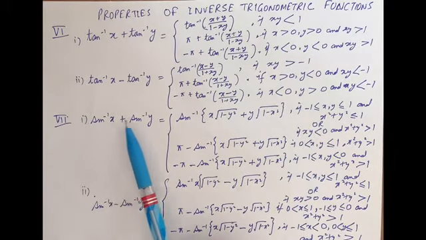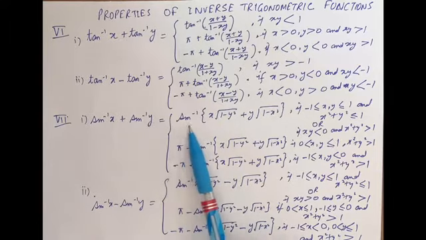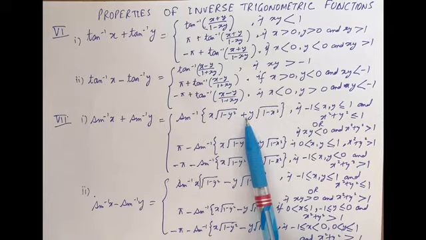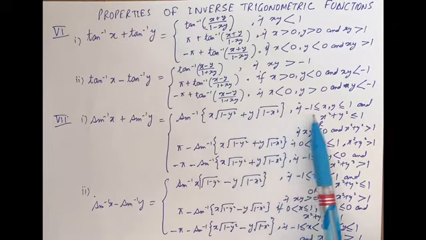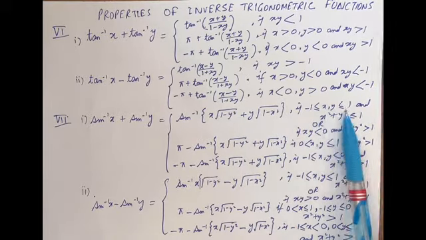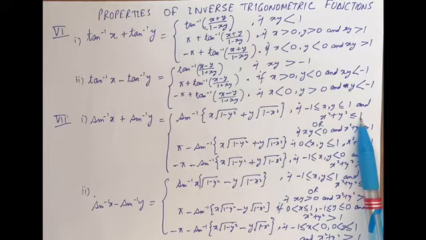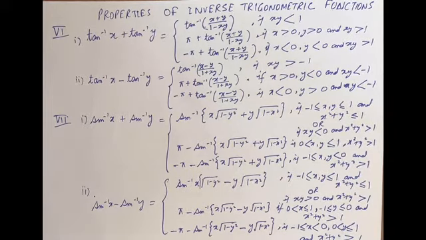Similarly, sin inverse of x plus sin inverse of y is sin inverse of x into root of 1 minus y square plus y into root of 1 minus x square. X and y both should lie between minus 1 and plus 1, and x square plus y square should be less than or equal to 1. Similarly, sin inverse x minus sin inverse of y is sin inverse of x into root 1 minus y square. Here we will have minus sign, y into root of 1 minus x square.